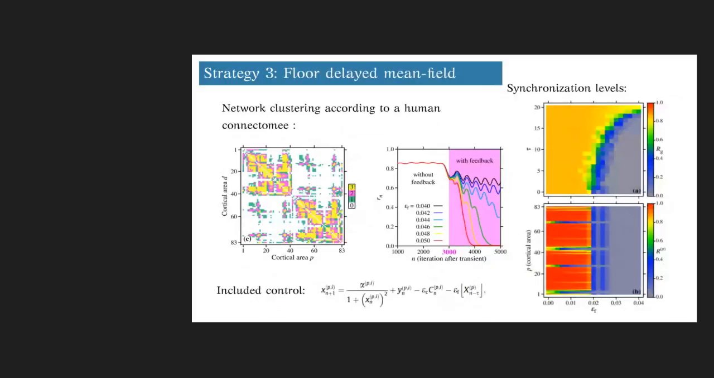And the last case is the floor delayed mean field. This control is in this form. Here we consider just chemical connections, different from the previous case. The floor delayed mean field means that we apply the floor function, which gives the greatest integer smaller than or equal to x, a real number. X is a mean field with tau delay. And when we apply this function to all the neurons of the network, it's not an advantage.